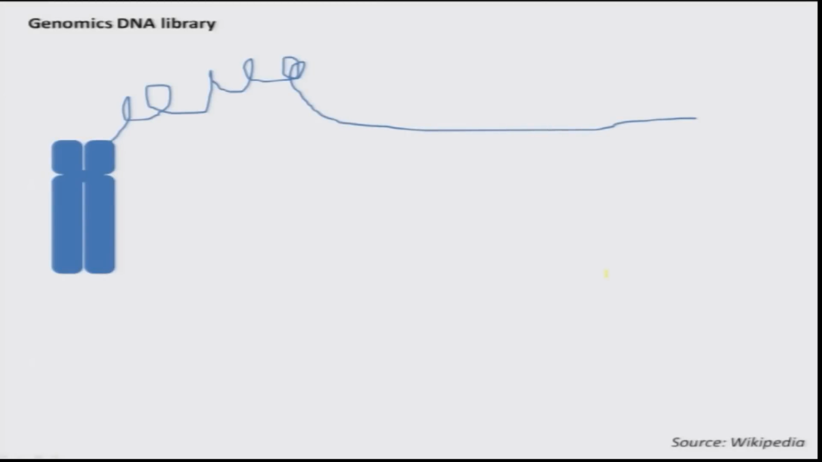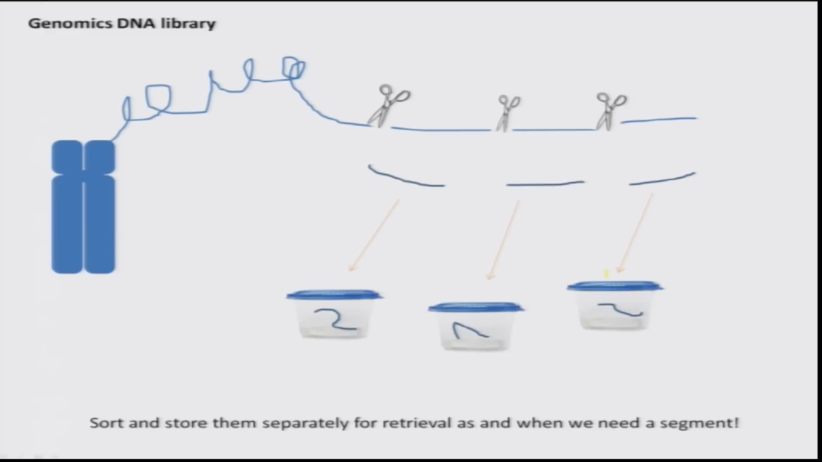Let us have a look at how a genomic DNA library is made. This is what it is. You have the DNA running from top to bottom in a chromosome, and what you need to do is cut it into smaller pieces, and not only that, you have to sort them and then store them. And why do you store? For two reasons. One, you do not mix one with the other, therefore the identity is lost.